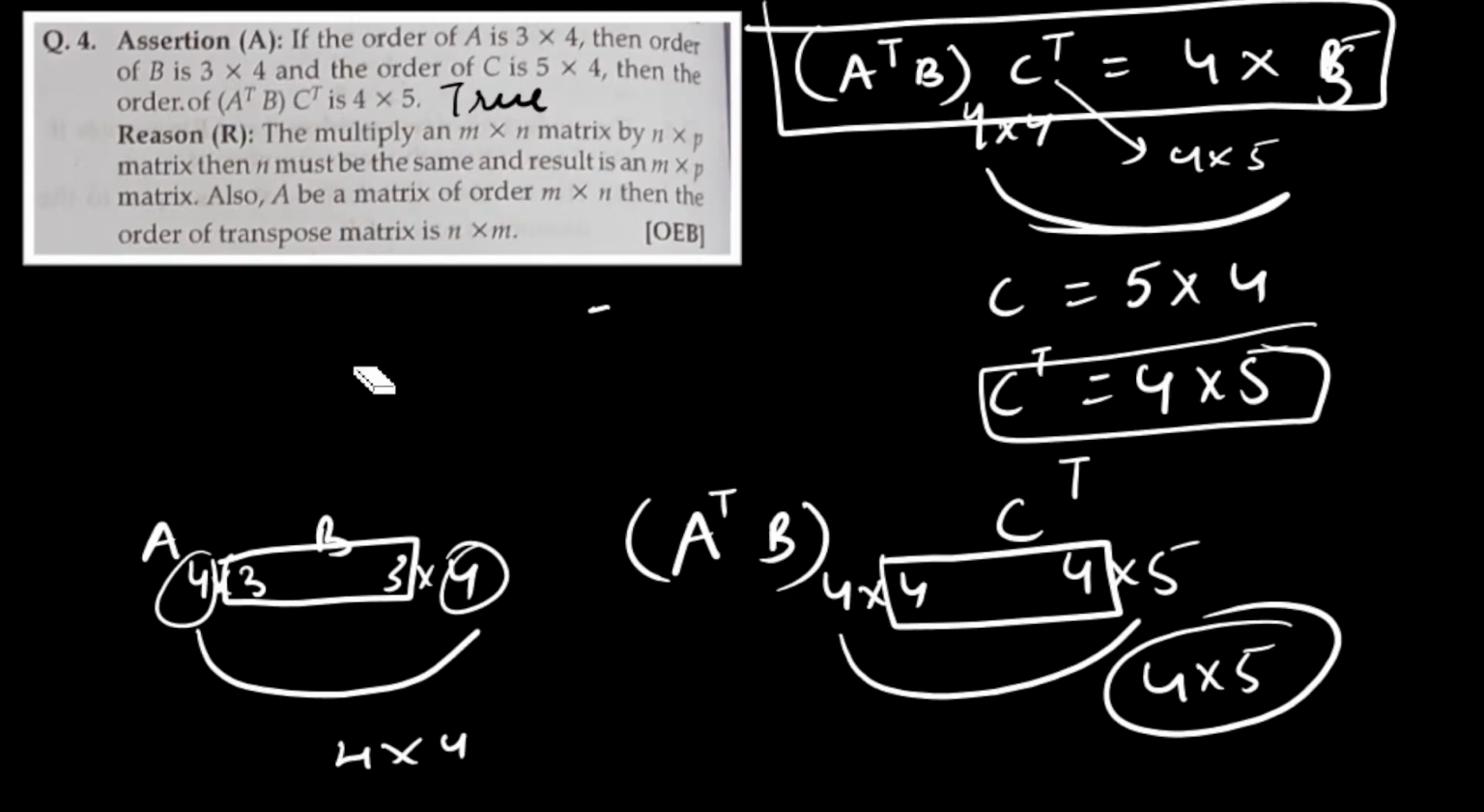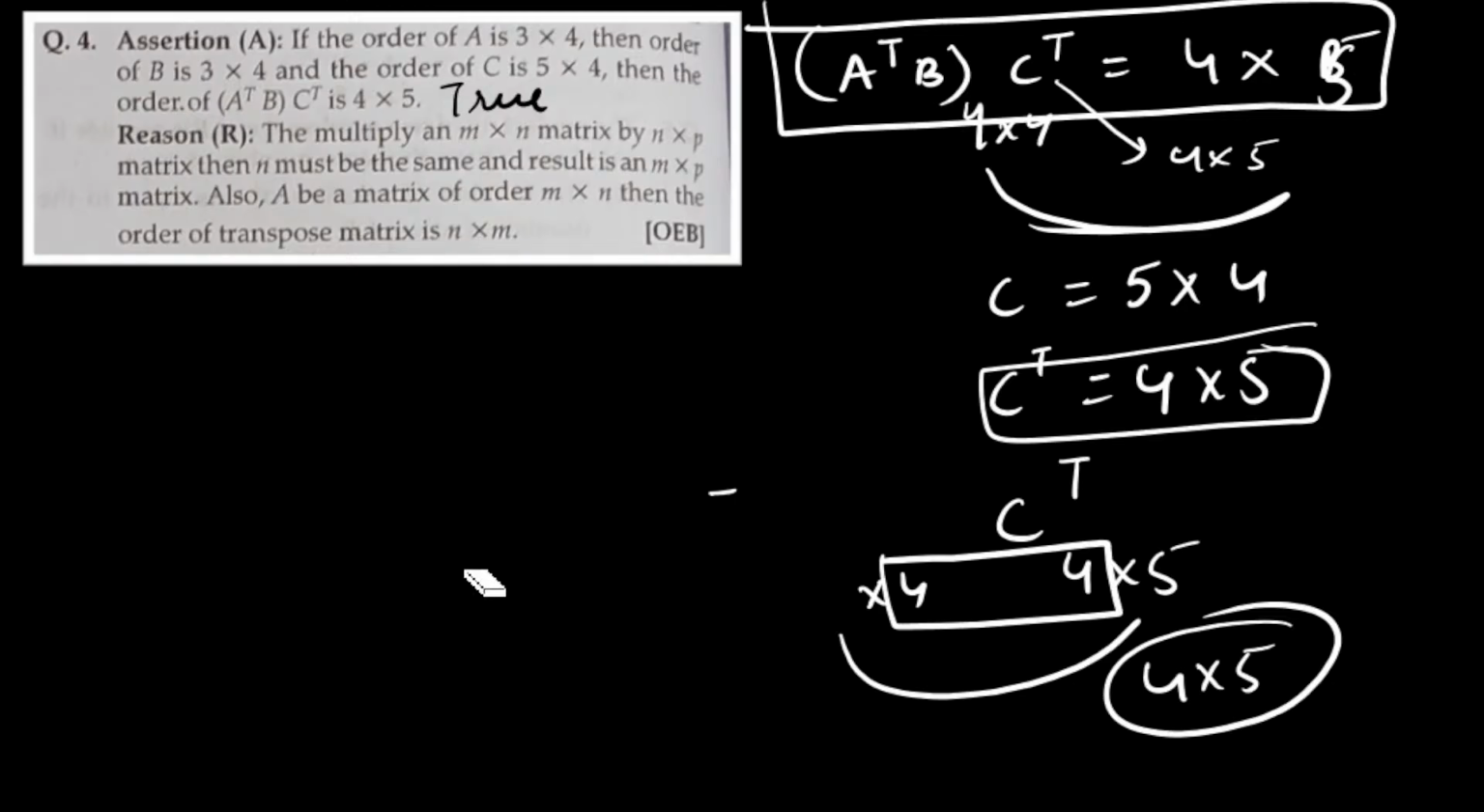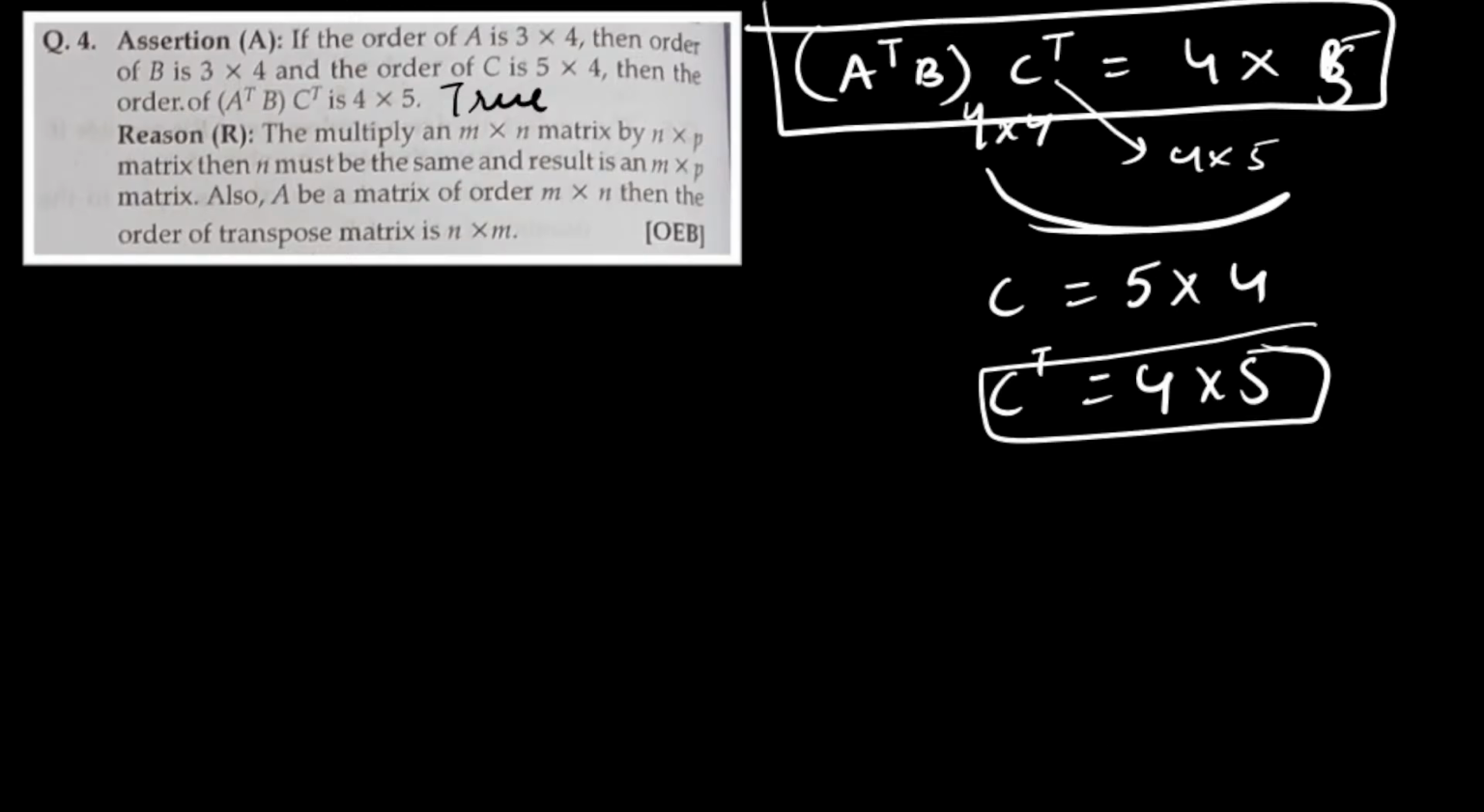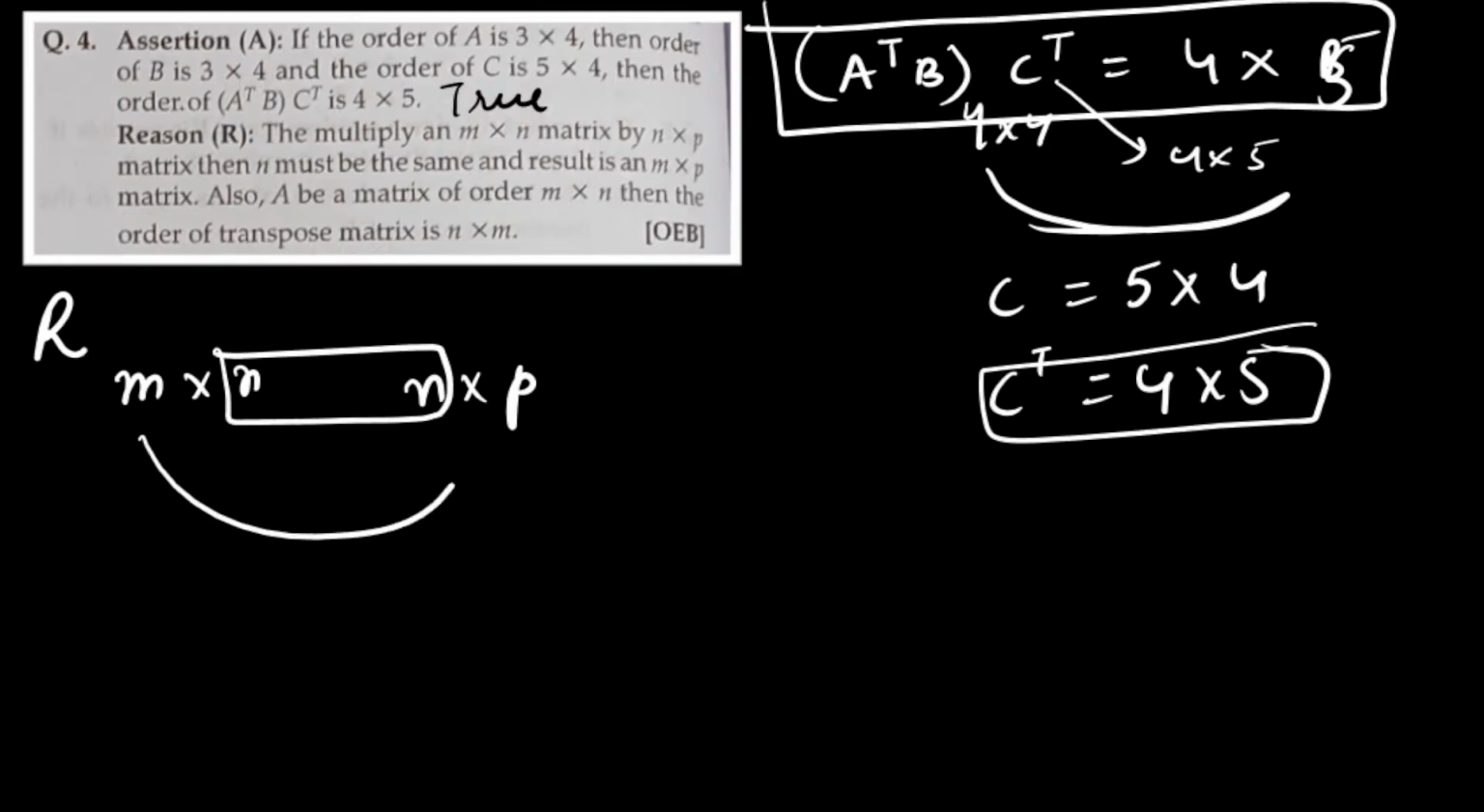Now let's check the reason statement. So what is mentioned in reason? To multiply an m into n matrix by n into p matrix. So if you are multiplying an m into n matrix with some matrix whose order is n by p, then n must be the same, and the result is m by p.